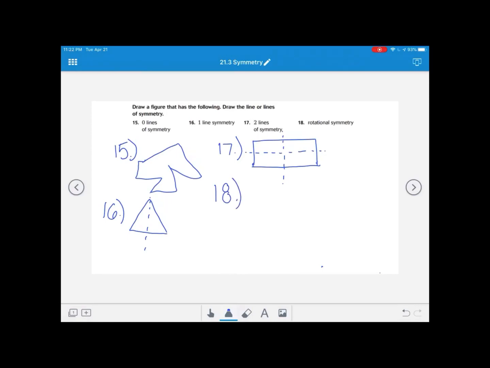And number 18, draw a figure that has rotational symmetry. So this should be anything that can be rotated and turned. The example I gave you at the beginning of the lesson was a cross. We also could do a circle, would have rotational symmetry. Also a hexagon, anything that is the same on all sides. An octagon, a hexagon, any of those things would be good examples that would be able to be rotated. Now, it's okay if your drawing is not perfect, as mine are not either.